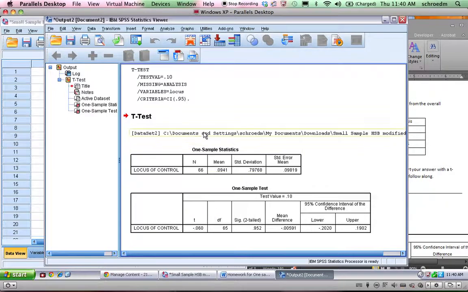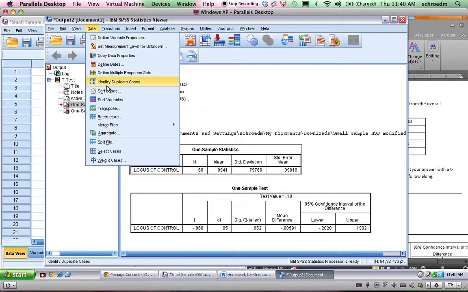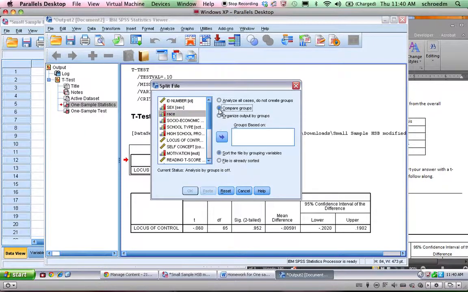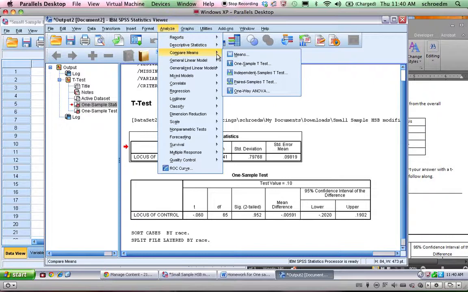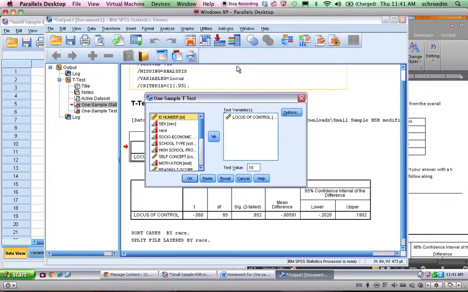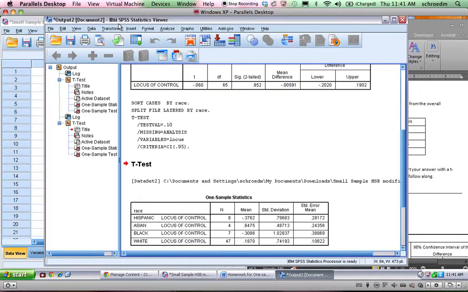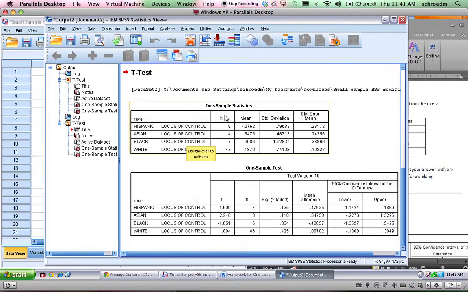And what I want to do for that is go to Data, and then I have this option called Split File. And what I'm going to do is compare my groups based on race. Click OK, and then I'm going to analyze my data again. Go to Analyze, Compare Means, One Sample. Locus is still in there, my test value is still the same. I click OK, and now what I get are the sample size for each, the mean of each, standard deviation of each, standard error of each, and then a bunch of t-values and p-values.